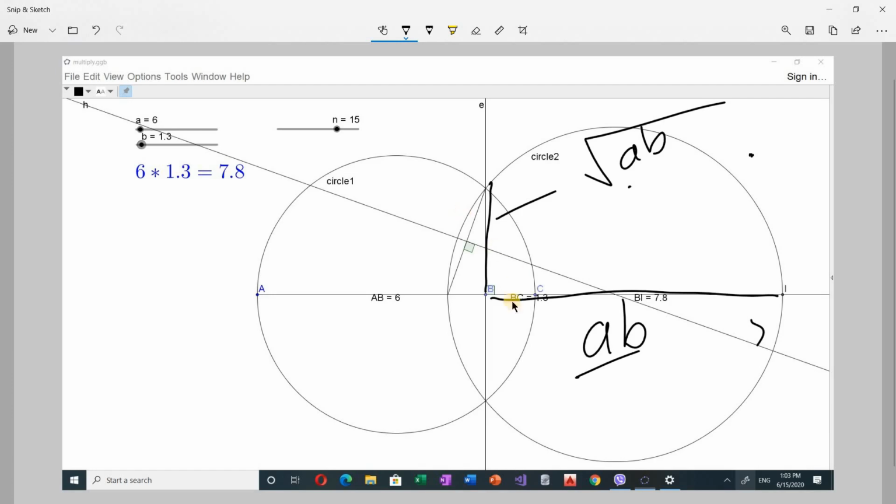So the same principle can be used just in the reverse direction to do division. Since 7.8 divided by 1.3 will give 6, we can use the reverse order to do the division also.